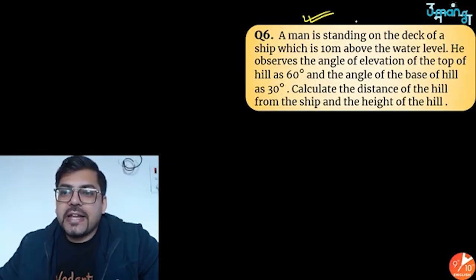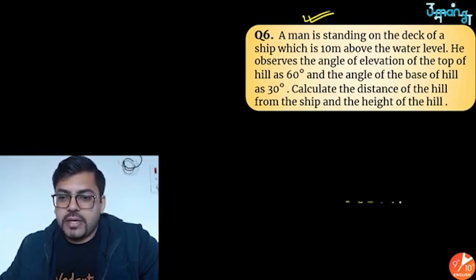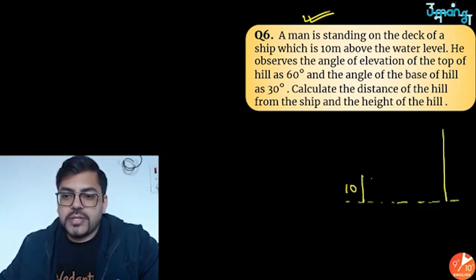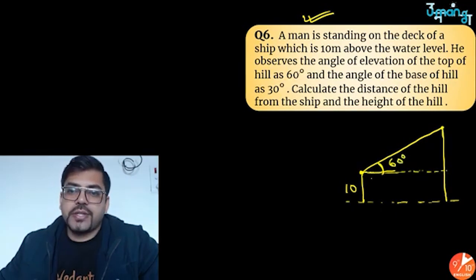A man is standing on the deck of a ship which is 10 meter above the water level. Okay, so this is the water level, let's assume, and there is a man standing at a height of 10 meters. Now he observes the angle of elevation of the top of a hill. So the hill is also going to be at this level. So he observes the top of the hill and the angle of elevation. So for angle of elevation we'll make it like this. Angle of elevation is going to be 60 degree. This is what the question says.